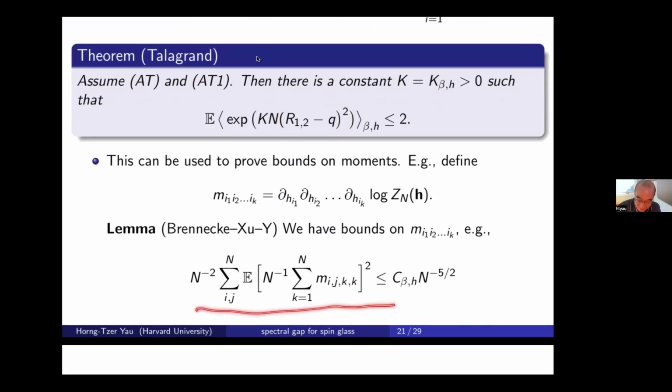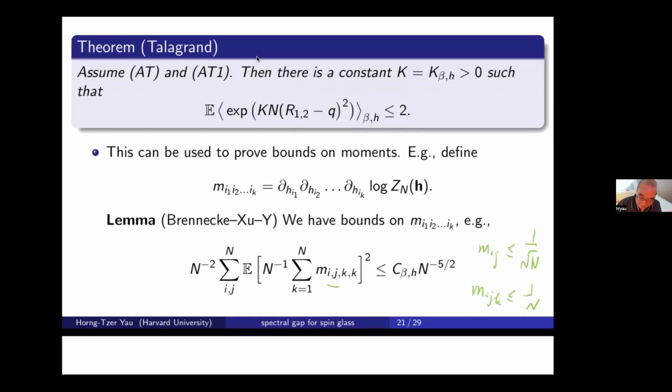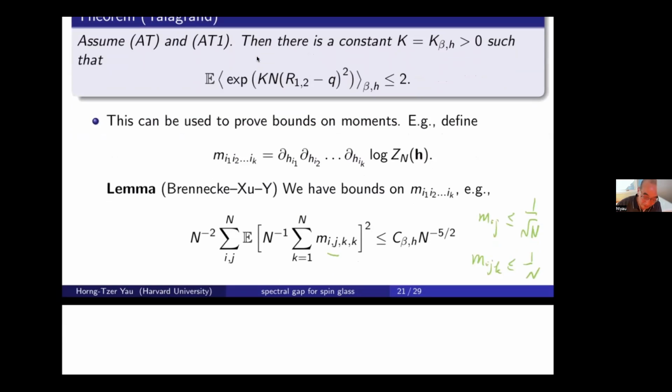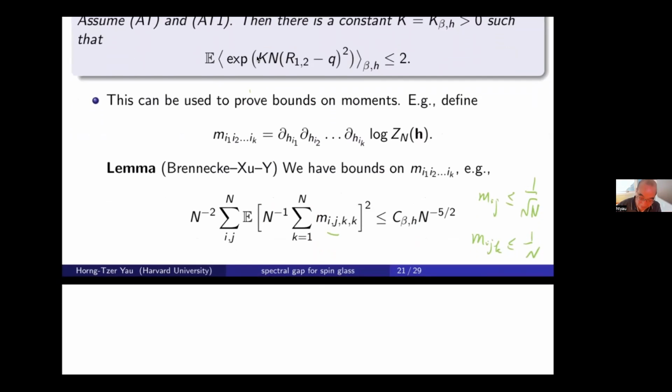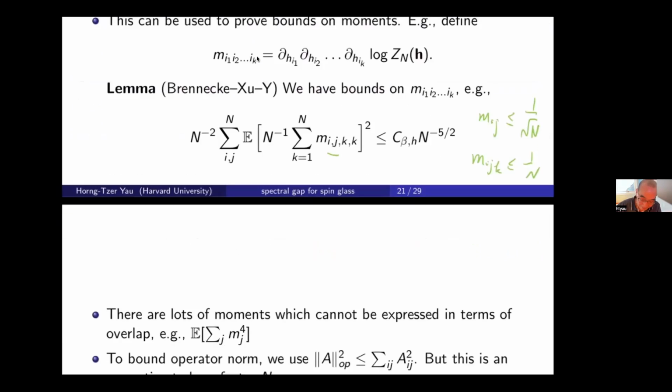So the 2-point function M_ij, we believe M_ij is less than 1 over square root n. But then for M_ijk, it would be 1 over n. On the other hand, if you increase another k, it doesn't really change too much. But if you take an average over k, this will also give you something. So that's why we got the result n^(-5/2). I mean, it's not optimal, but it's highly non-trivial.